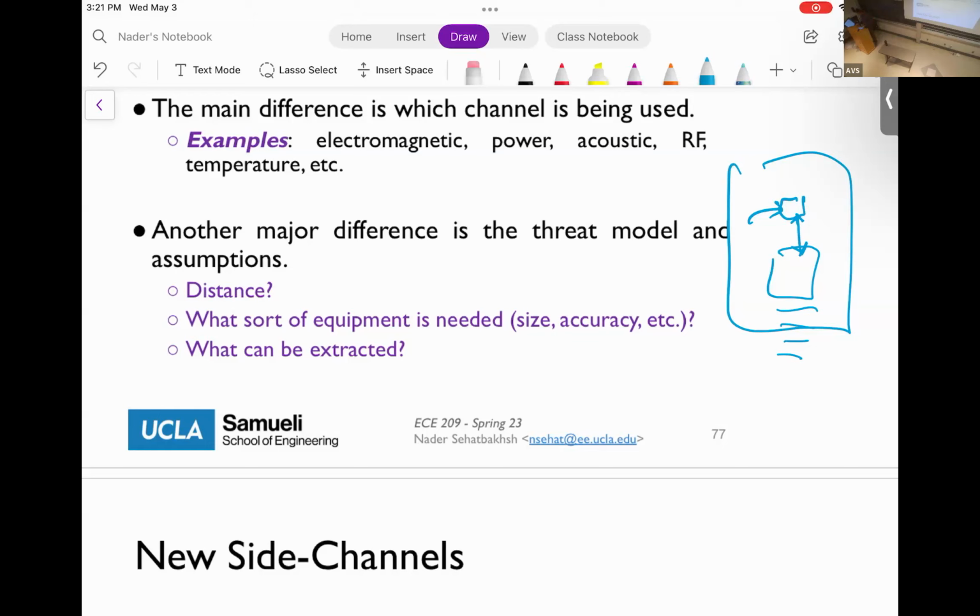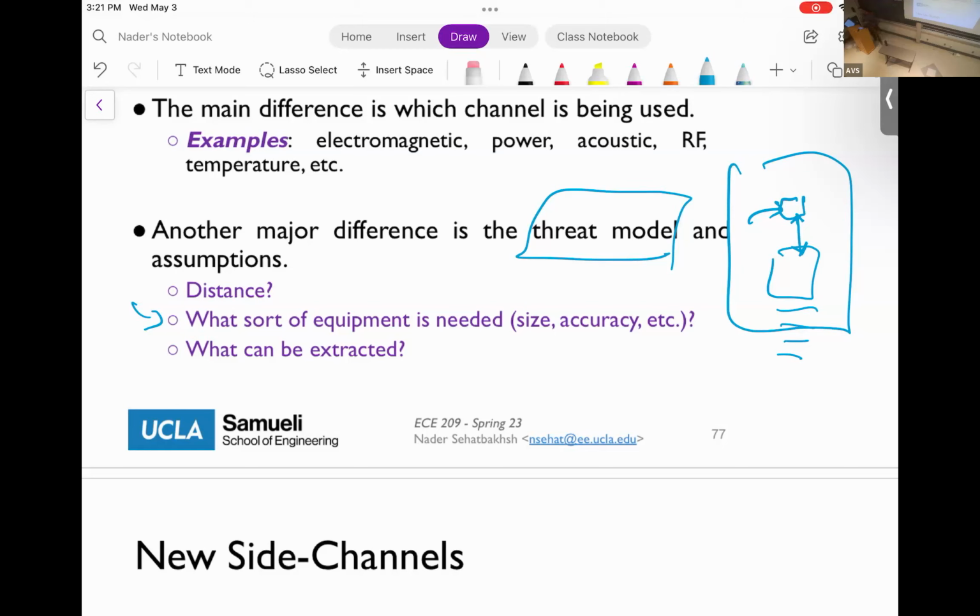Okay, so really what you need to pay attention to is the threat model. Do I need to be close to this device? Are there ways that I can remotely launch this attack? What sort of equipment do you need to use in order to launch these attacks? Do I need a very high sampling rate, a really high-end device with a really low noise level? Or can I use something more bulky and cheaper, and so on and so forth?